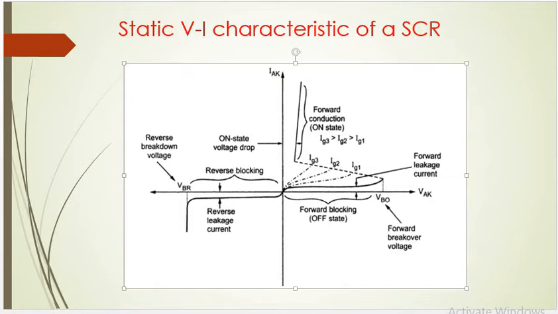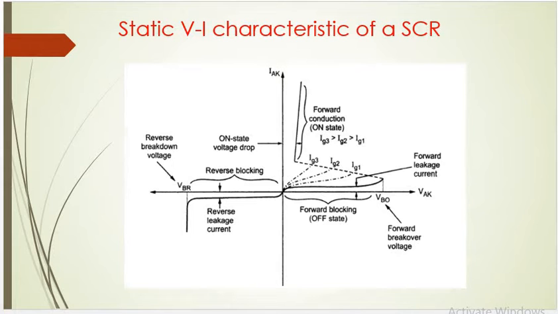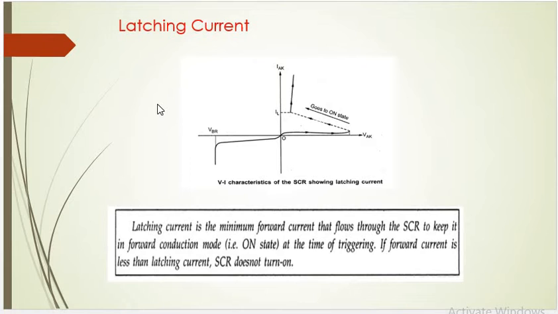Next we are going to see about latching current. What is meant by latching current? We are saying that when your SCR is going to turn on by giving gate pulses, it is only by increasing your anode current value that it is going to be turned on. When it gets turned on, that is, after attaining the latching current, it will start to turn on.